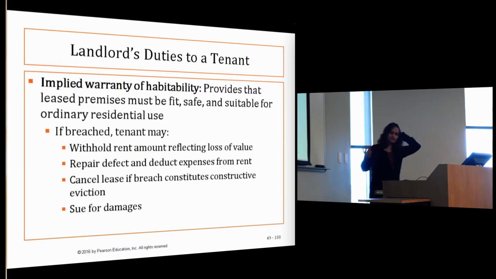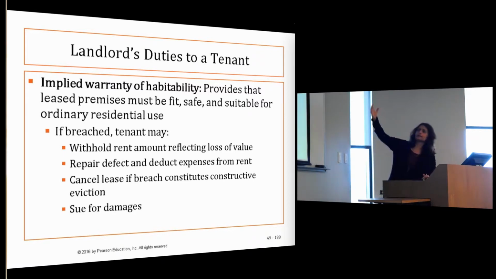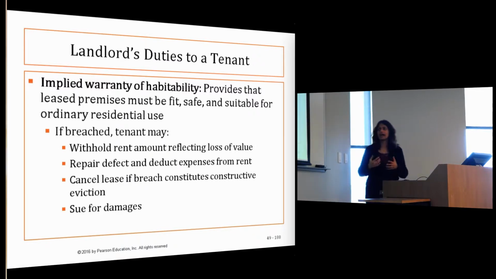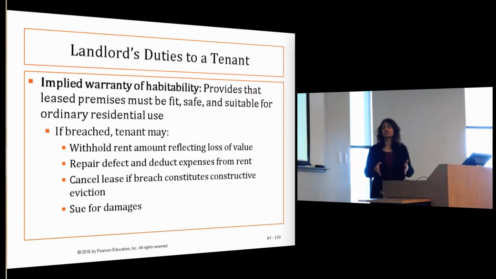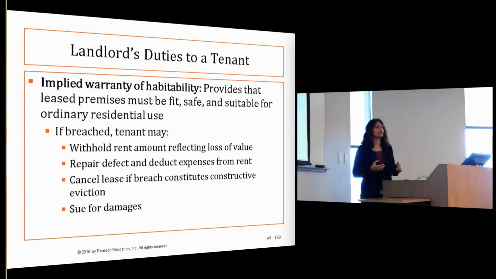So again, you have to give people premises that are fixed, safe, and suitable for ordinary use. If that is not done, what can a tenant do other than just leave? Well, they can withhold their rent if they wanted to. They can say, if you're not going to fix it, we'll fix it, and we will deduct it from the rent. Even if you signed a lease for a year, you can leave after 2 months and have a reasonable reason for breaching that lease, because nobody kicked you out.